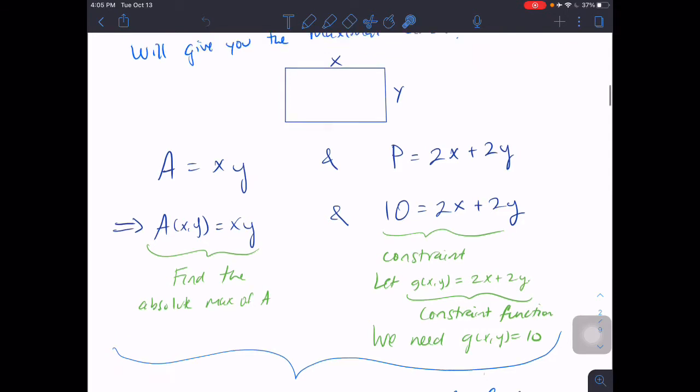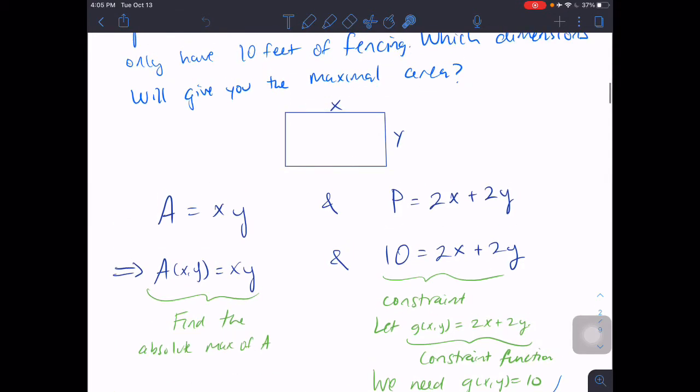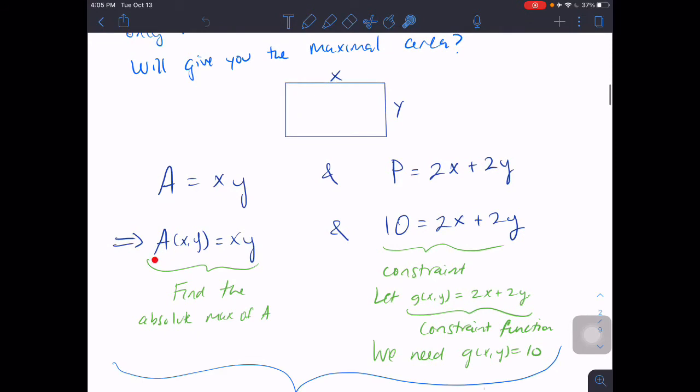And so when they're asking us to find the maximal area, what they're asking us is, if I consider this function in terms of x and y, I want to find the absolute max of my value of A. But because I need to satisfy this condition, which is called the constraint of this optimization problem, this equation must be satisfied. Whatever x and y values I use to calculate my area, they're subject to satisfying this perimeter relationship, okay?